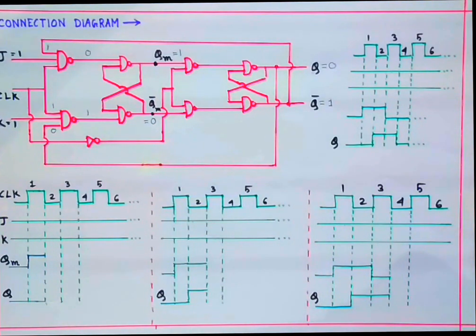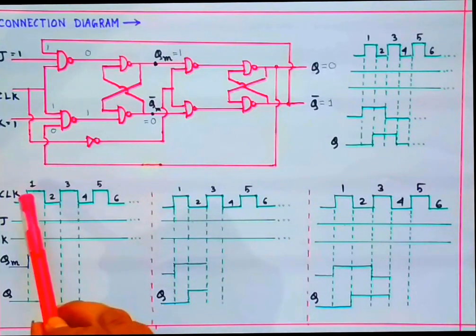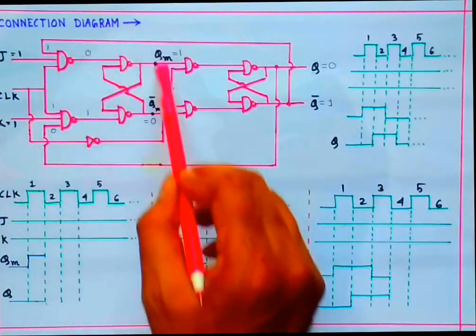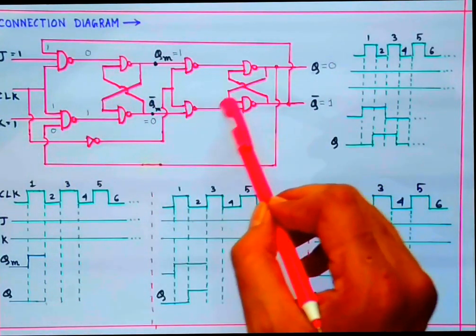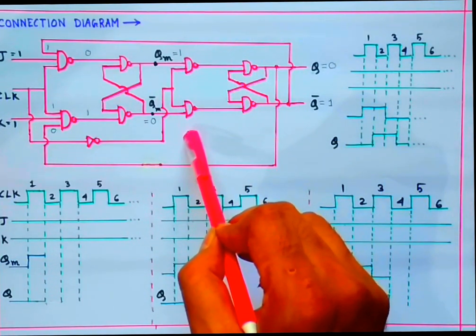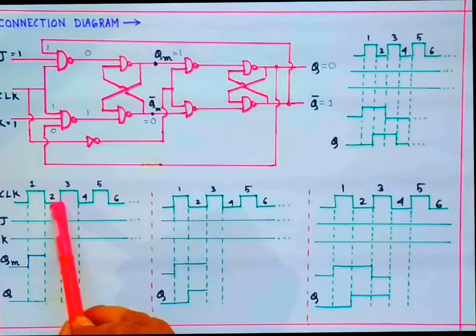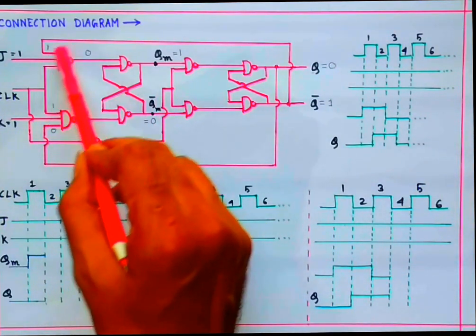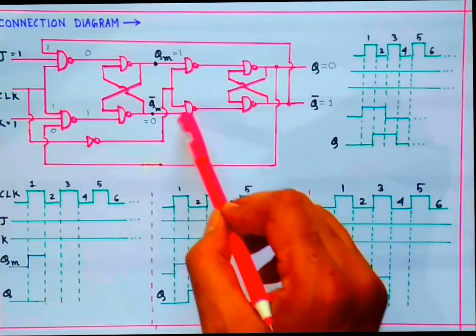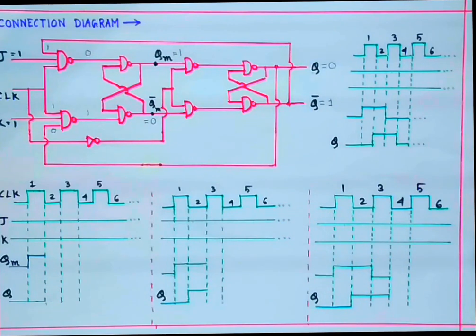So before going to the circuit operation, note one thing. When the clock is 1, this master flip-flop will operate and this slave flip-flop will behave as memory stage, and when the clock signal is 0, this master flip-flop will behave as memory stage and this slave flip-flop will operate. That's why QM will jump from 0 to 1.